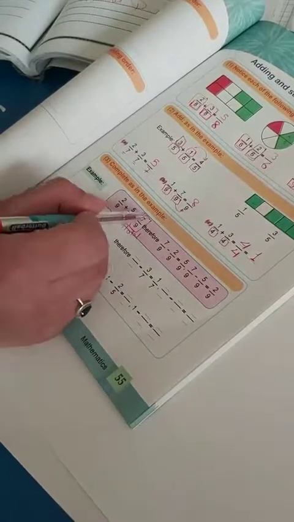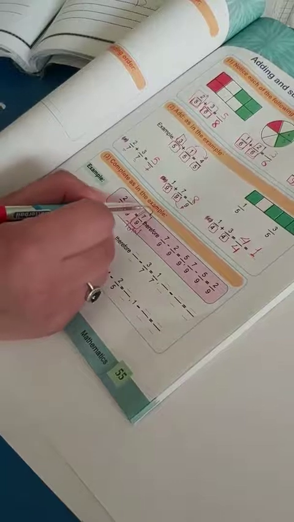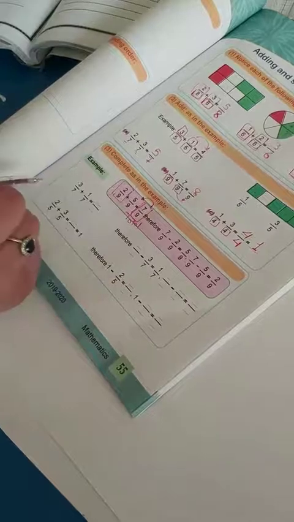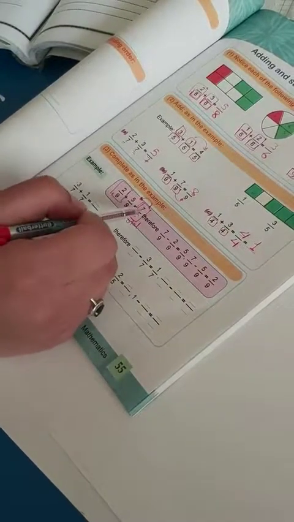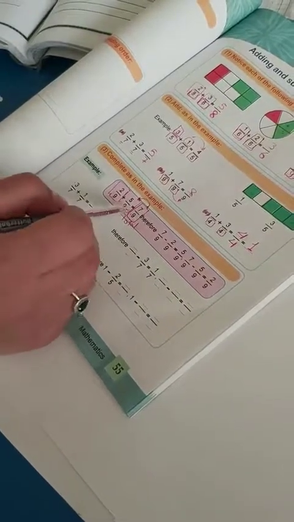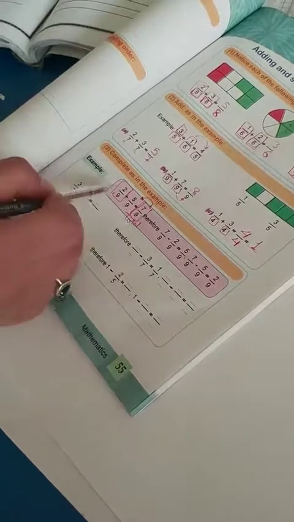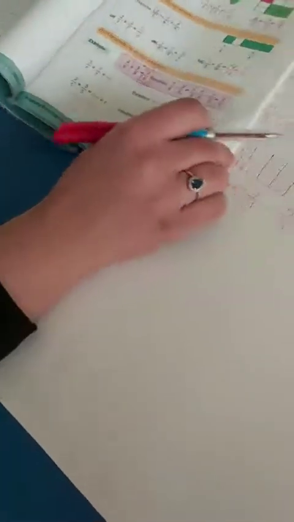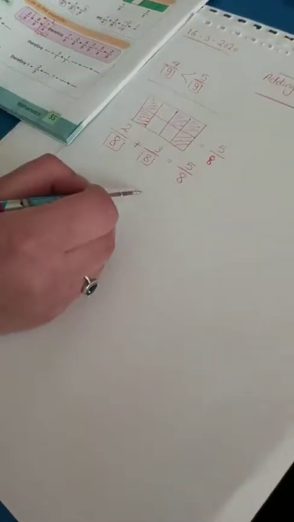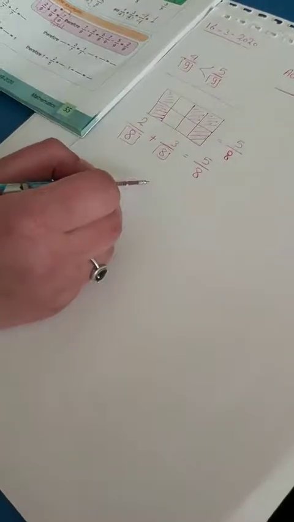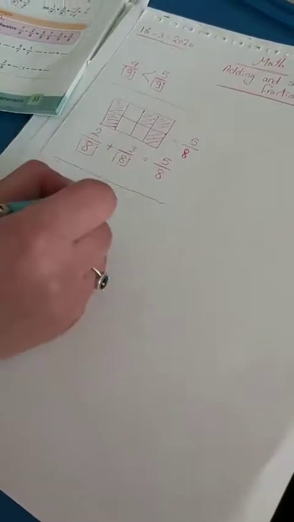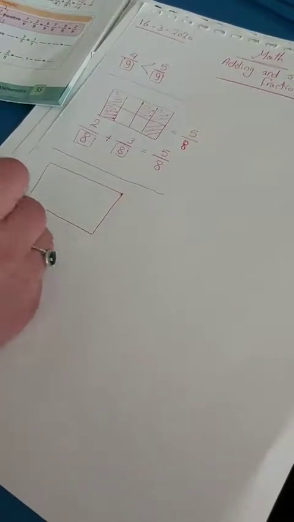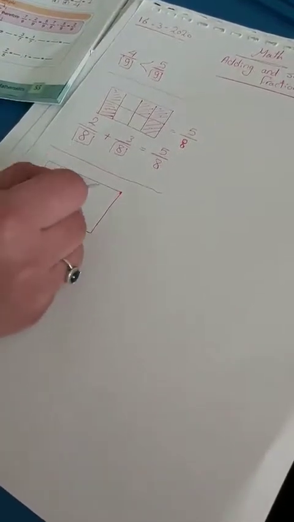So, if I take the total and subtract from it any fraction, the answer will be the other one. If I take 7 over 9 and subtract from it 5 over 9, the answer will be 2 over 9. If I have here this one, I subtract it, I'll divide it into 9 parts.